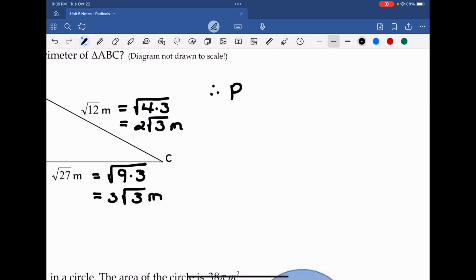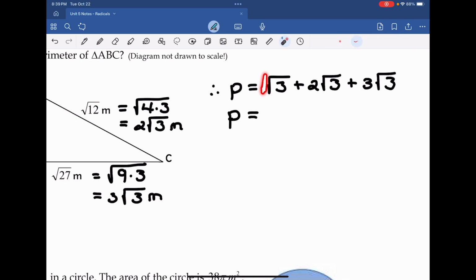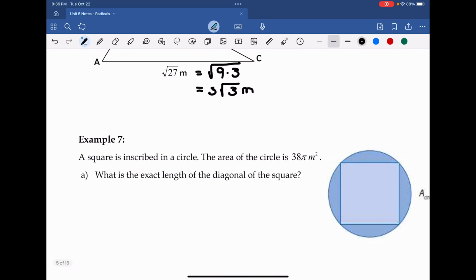Therefore, the perimeter is equal to the square root of 3 plus 2 square root 3 plus 3 square root 3. This is going to give us a perimeter value equal to, we know the coefficient on this one is 1, 1, 2, and 3 all add up to make 6 square root 3, and we're going to throw the meters on that because that will be our final answer, and we want to have units when it's an application problem.